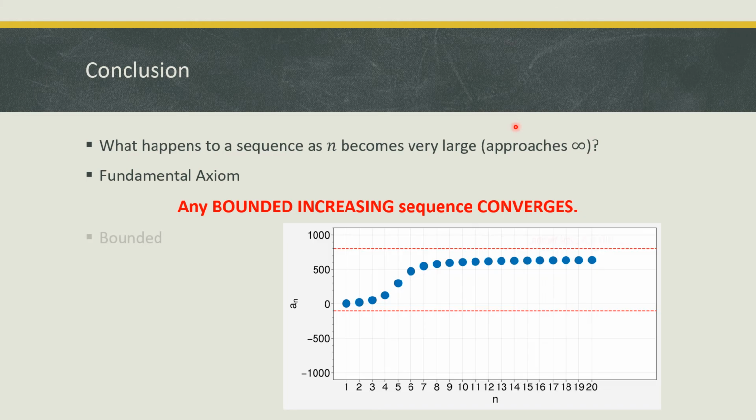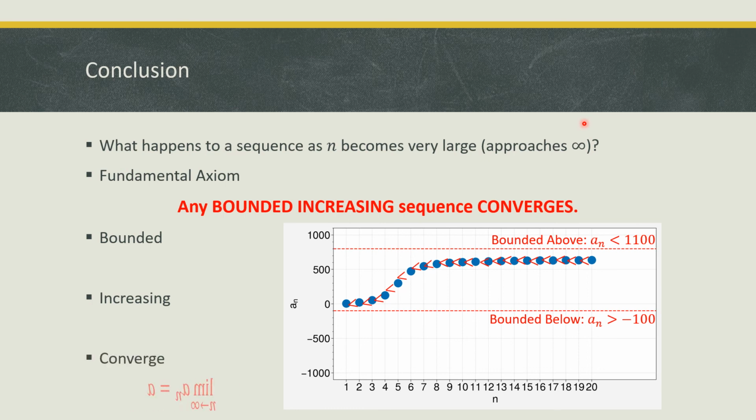Bounded above means that the terms in the sequence cannot be greater than some value. In this case, it is 1100. Bounded below means that the terms in the sequence cannot be less than some value, and in this case, that is minus 100. Increasing means that each term is bigger than the term before it. And to converge means to approach a single value as n becomes very large. And if a sequence converges to A, we write it as follows.